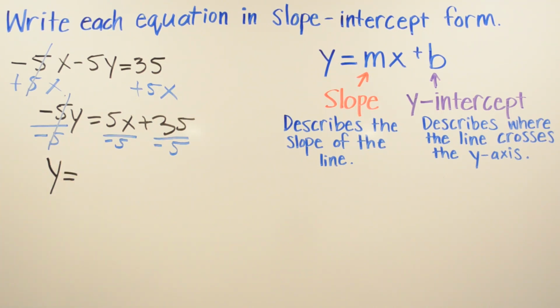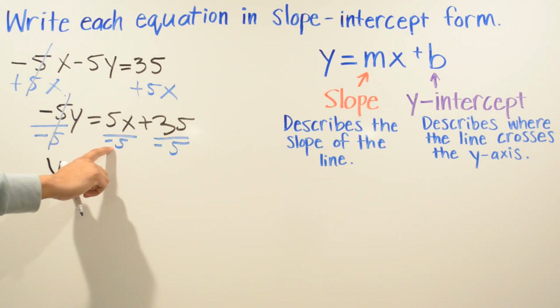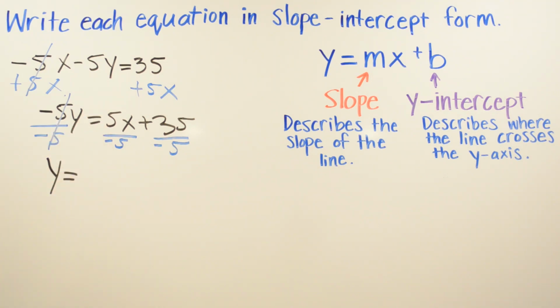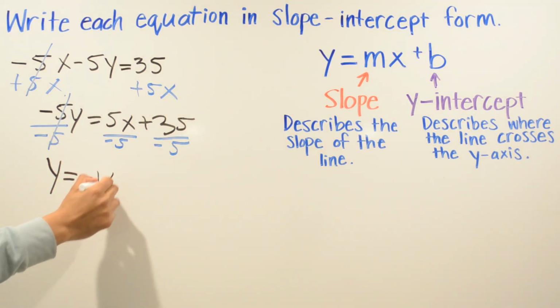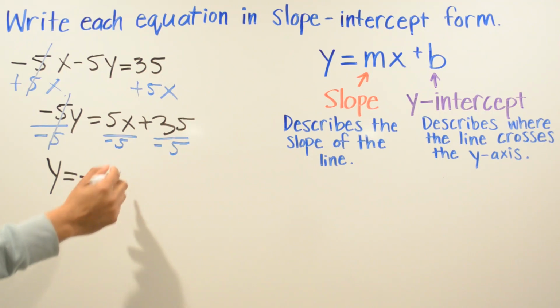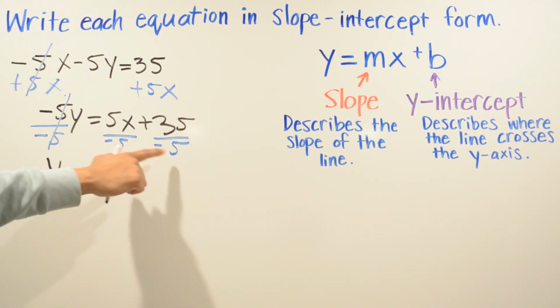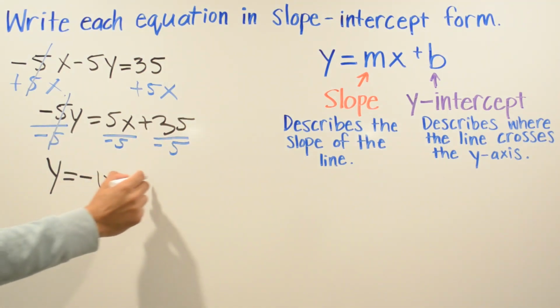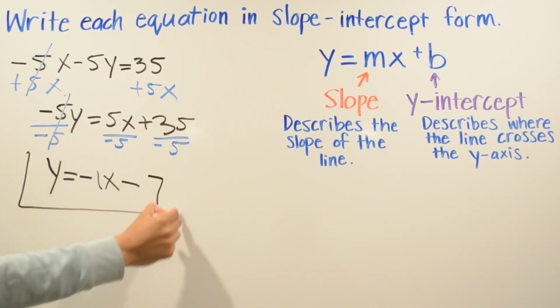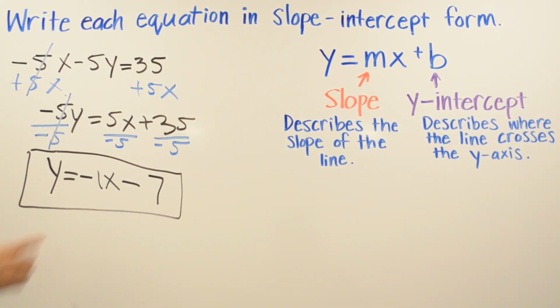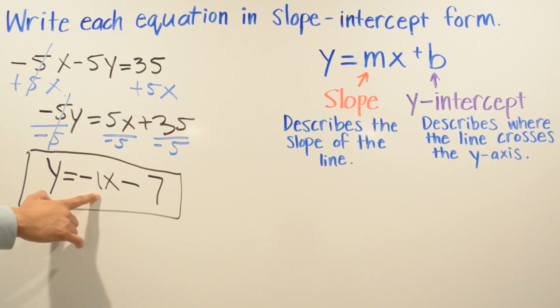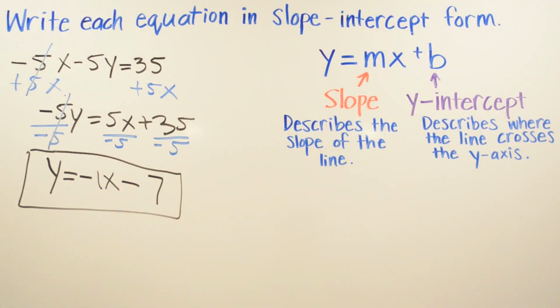So it's going to be y equals, and then negative 5 divided by negative 5 gives us 1x. Negative times a positive is going to be a negative, and 5 goes into 35 7 times. So our slope-intercept form is y equals negative 1x minus 7. So our negative 1 is our slope, and our y-intercept is negative 7.